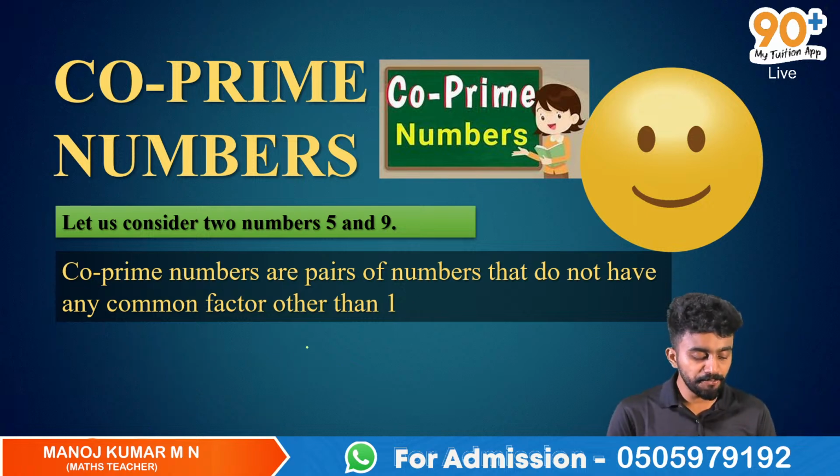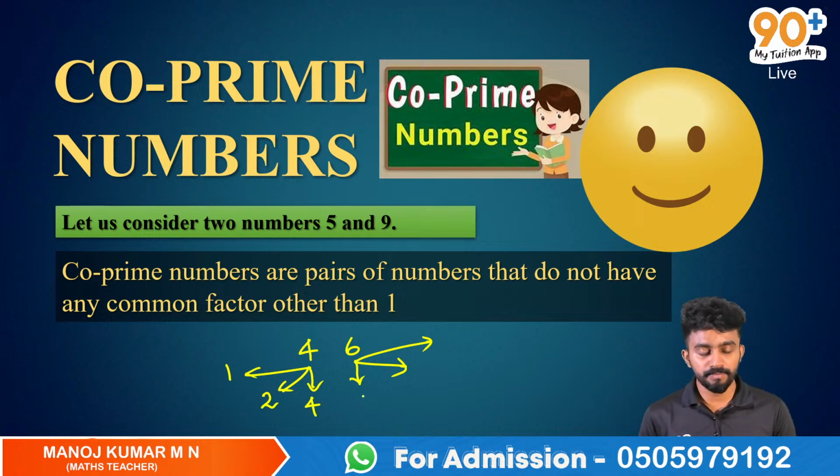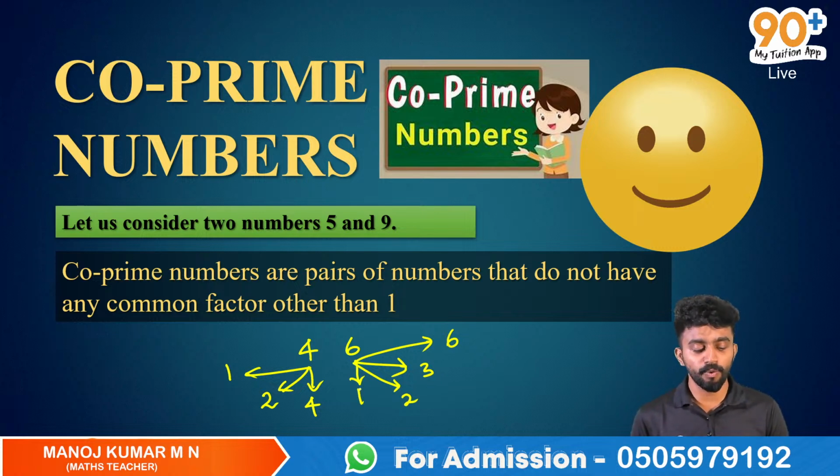Now, Lavishka, tell me if I take 4 and 6, are they co-prime? We will check and tell, okay? So for number 4, which are all the factors? 1, 4 and 2. For number 6? 1, 6, and 3. And 2 is also there, right? 2 into 3 if you do, you will get 6. 1 into 6 if you do, you will get 6.